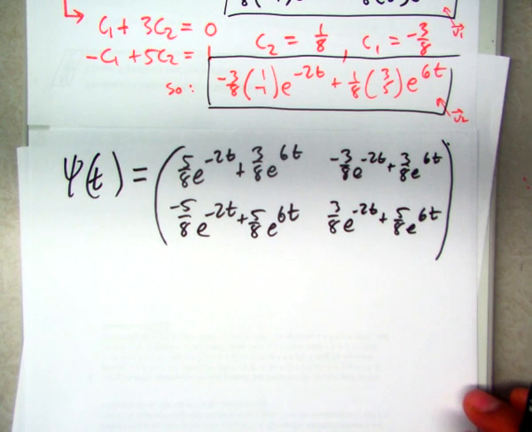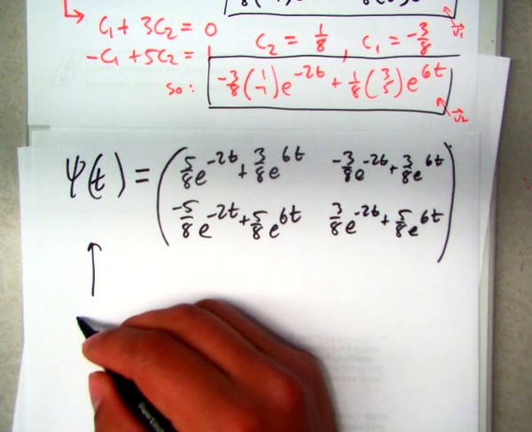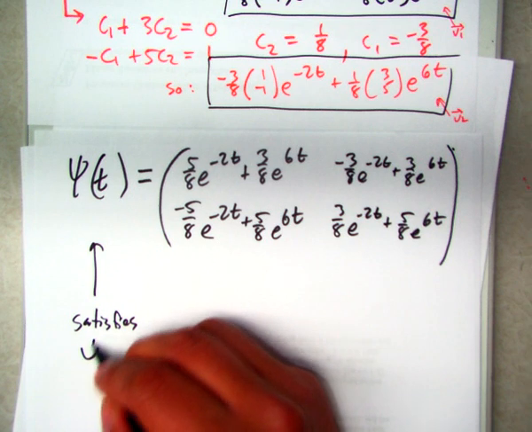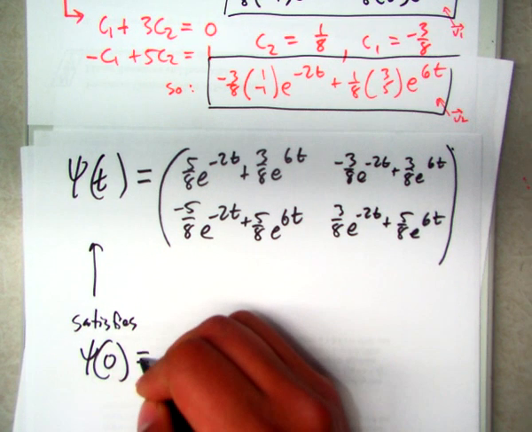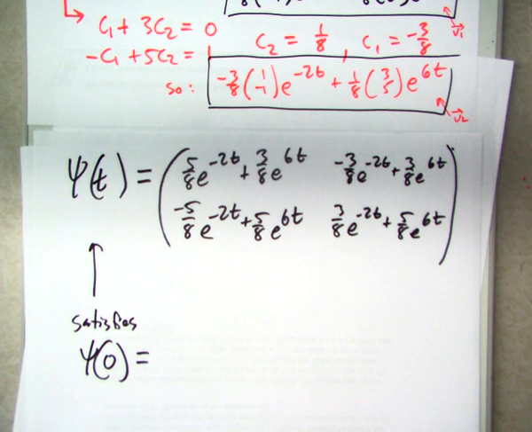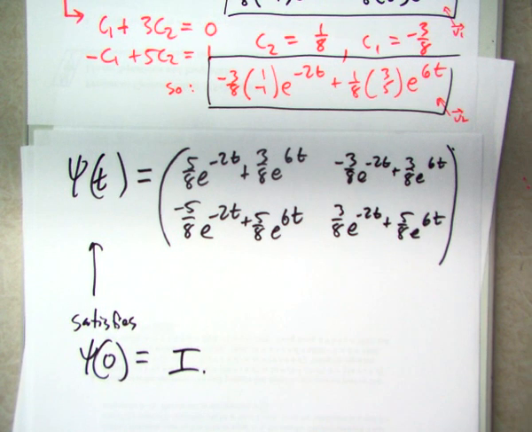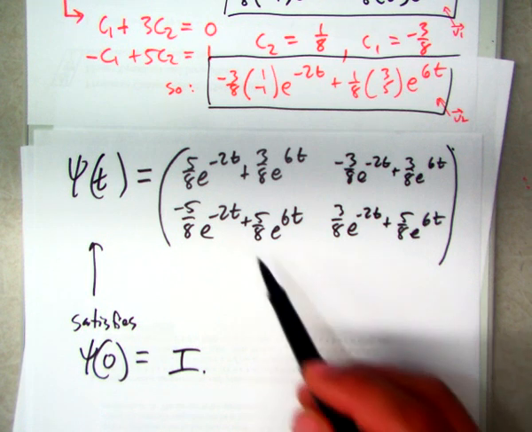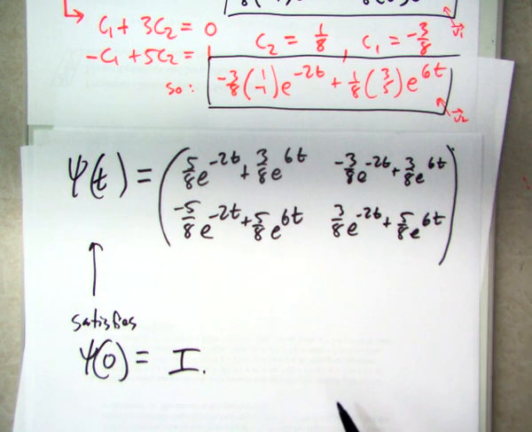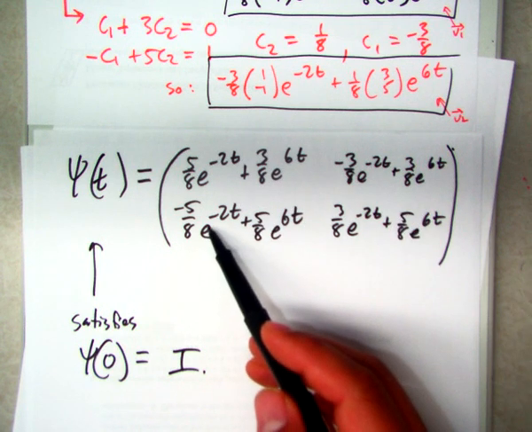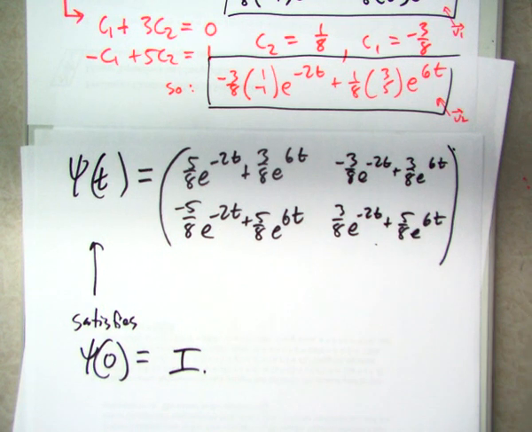And again, the whole point of this was that this satisfies what? That psi of 0 equals what matrix? The identity matrix. So it's very easy to check, I would imagine, right? Do we get the identity matrix if you plug in 0 in all the entries? Right? Plug in 0 here, you get 1. Here you get 0. Here you get 0. Here you get 1. Okay. The entries.